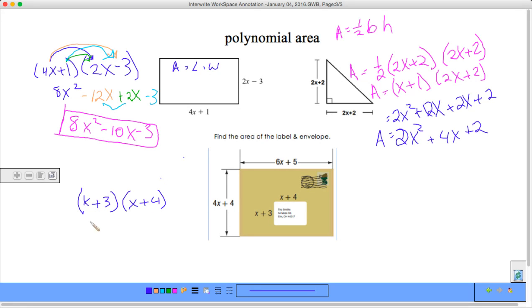So we start x times x is x squared. And then x times 4 is 4x. And then 3 times x is 3x. And then 3 times 4 is 12. We're going to combine like terms here in the middle. And that's going to give me 7x. And that is going to be the area for our label. Now, see if you can set up and find the area of the envelope. And we will check this one together.